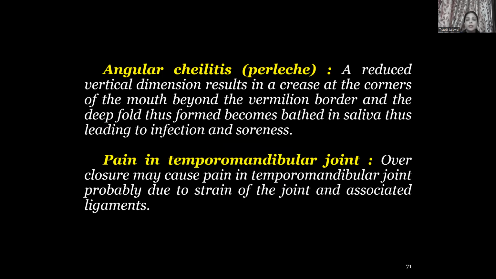Angular cheilitis. Reduced vertical dimension results in creases at the corners of the mouth beyond the vermilion border, and thus a deep fold will be formed, bathed in saliva, and this can lead to infections and soreness. Pain in the temporomandibular joint. Overclosure may cause pain in the temporomandibular joint due to strain of the joint and associated ligaments.